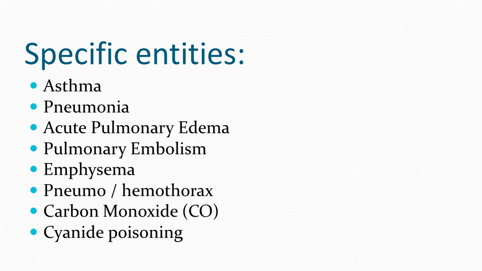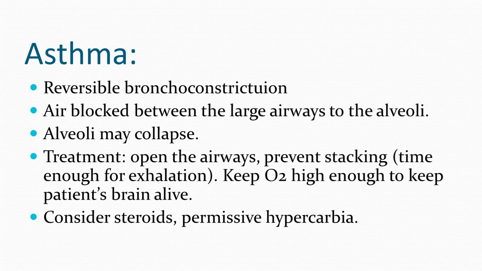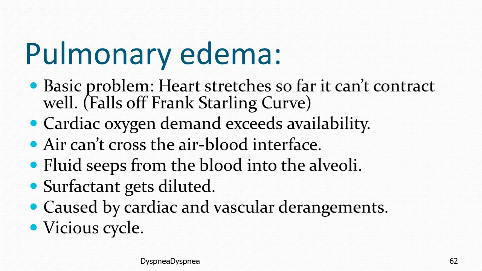Asthma, pneumonia, acute pulmonary edema, pulmonary embolism, emphysema, pneumohemothorax, carbon monoxide, and cyanide poisoning should be considered when managing these patients. Asthma is reversible bronchial constriction, an air block between the large airways and the alveoli. Alveoli may collapse. Treatment: open the airways, prevent stacking, keep oxygen high enough to keep the patient's brain alive, and consider steroids and permissive hypercarbia.